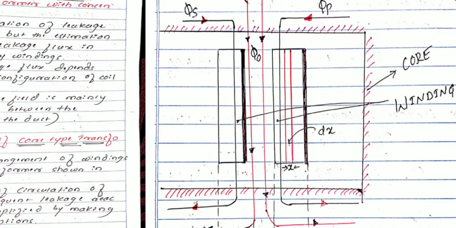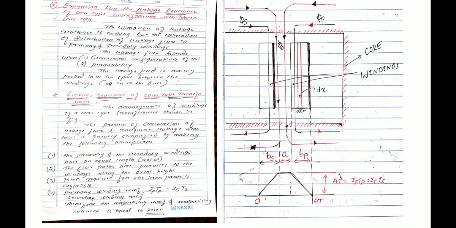These lengths are going to be equal here. The first assumption is that the primary as well as the secondary windings have an equal axial length. The length is going to be the same. Okay. Next, the second assumption is about the flux paths. These are the flux paths here.